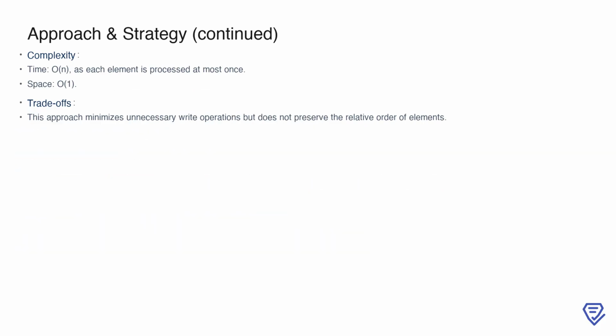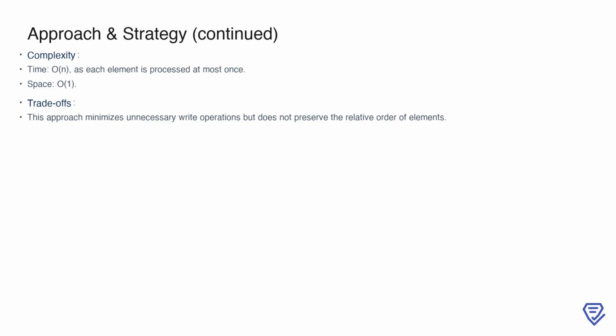An alternative technique to the two-pointer approach involves swapping elements. This variation focuses on eliminating unnecessary write operations by swapping elements equal to the target value with elements at the end of the array. Here, two pointers are used, one starting at the beginning of the array and the other at the end. When the value at the first pointer matches the target, it's swapped with the value at the second pointer, and the size of the array is effectively reduced. If the value at the first pointer does not match the target, the pointer moves forward. This process continues until the two pointers meet.